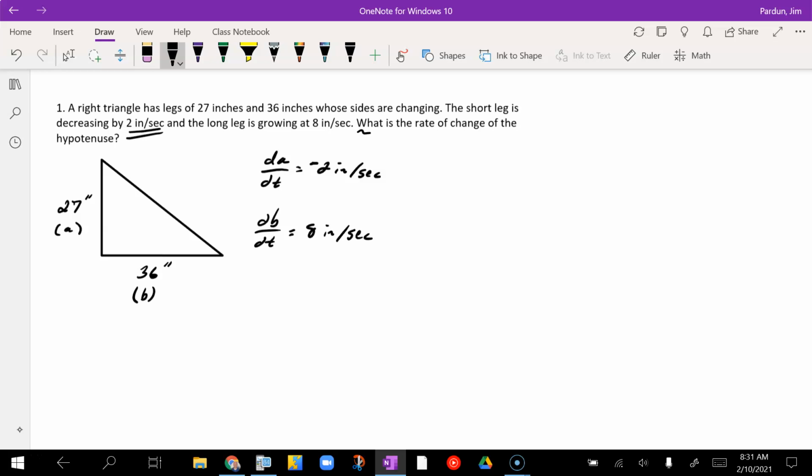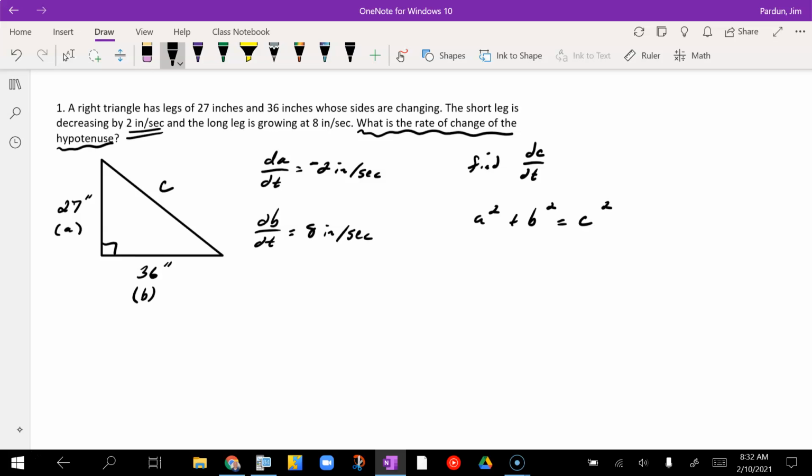per second. Now, what they want to know is what is the rate of change of the hypotenuse. So let's just label the hypotenuse as c. So they want us to find dc/dt. So I need to come up with a formula that relates a, b, and c. Well, since it's a right triangle, the formula is going to be the Pythagorean theorem. So I can say that a squared plus b squared is equal to c squared.